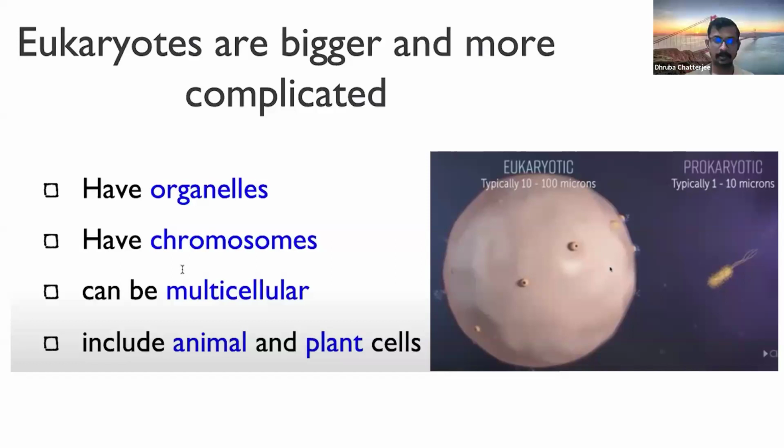So eukaryotic cells can be multicellular, and in those multicellular organisms we also see reproductive cells which give us gametes, and then there is fertilization, and that's how the reproduction proceeds. So just cell division is not equivalent to reproduction. Eukaryotic cells obviously include both animal cells and plant cells, right?